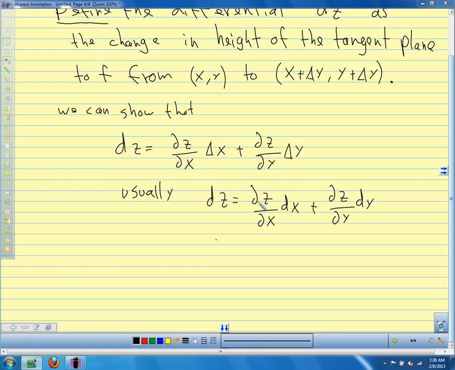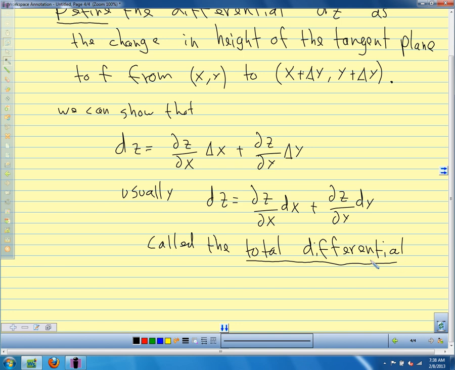So dz is the partial of z with respect to x times dx, plus the partial with respect to y times dy. So we call this the total differential of f of x, y, where z equals f of x, y.